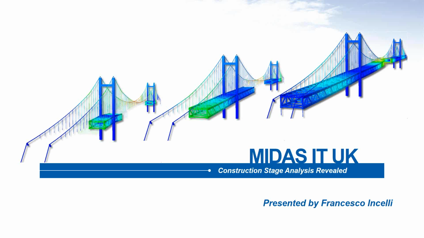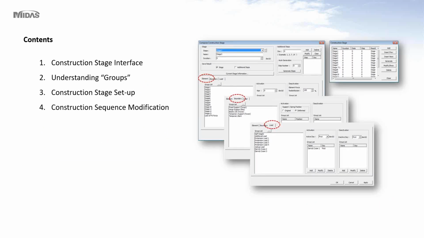The content of today is mainly related to understanding a bit more how to read the construction stage interface, how to manipulate and create the groups, which are very important for construction stage analysis in MIDAS. We will go through an example of setting up a construction stage for a small bridge, and then how to modify the sequence, also highlighting how this process is quite easy if you understand how to operate on the groups in MIDAS Civil.